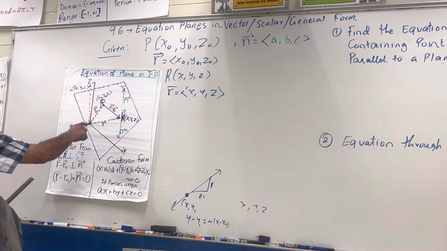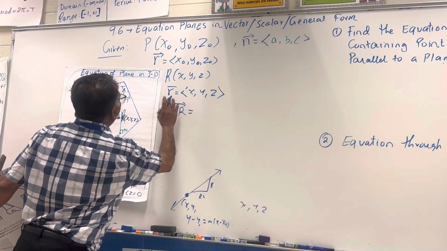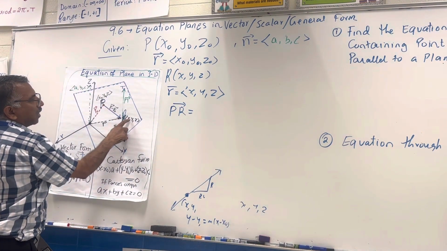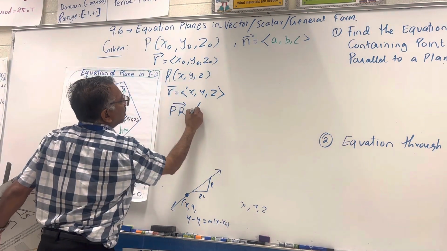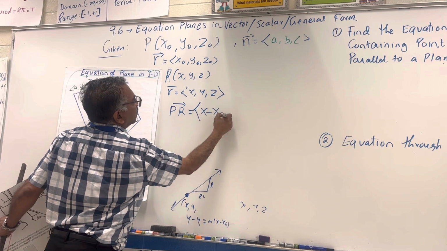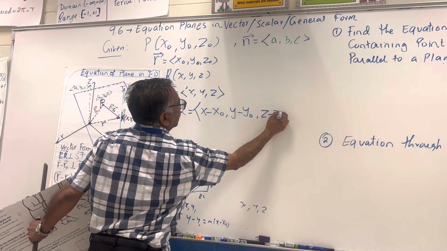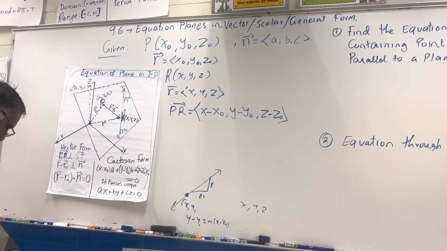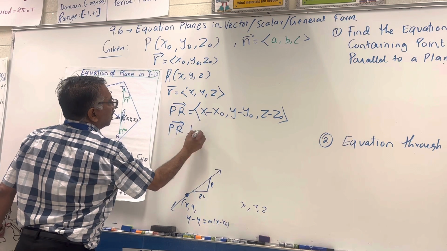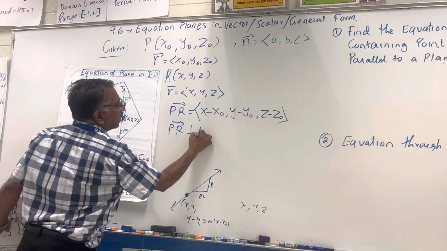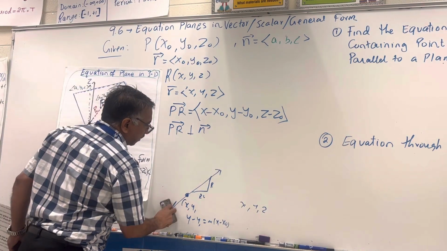So from here, P to R, we can write the vector PR. The vector form of R is x, y, z, and this is x naught, y naught, z naught. So you just have to subtract. So it is x minus x naught, y minus y naught, and z minus z naught. So that is PR. Now this PR is perpendicular to the normal vector, and because they are perpendicular, the dot product is 0.